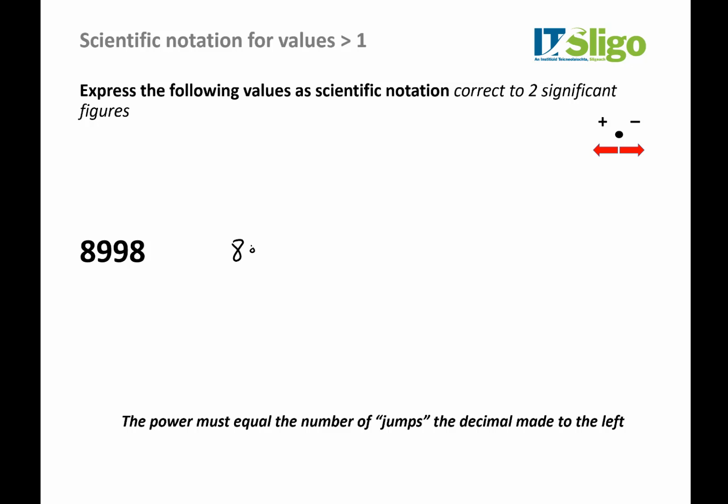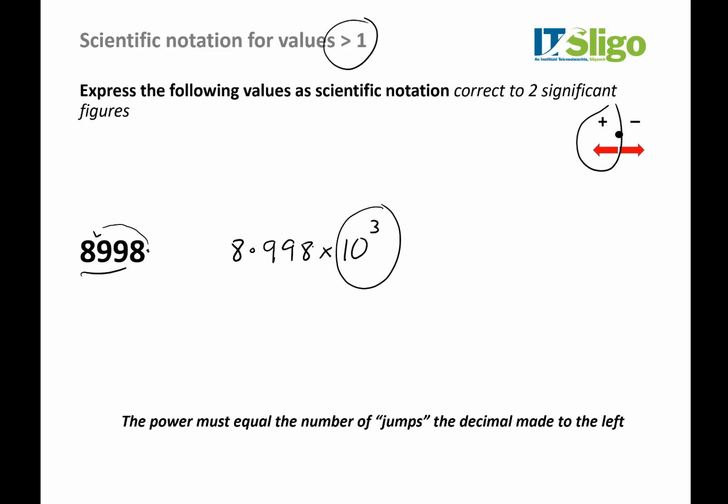The first value, 998, because that's between 1 and 10. The decimal point was here. We're moving it 3 places to the left, so it's 10 to the power of 3. Any value greater than 1, and all the values we've been looking at are bigger than 1, should have a positive power.